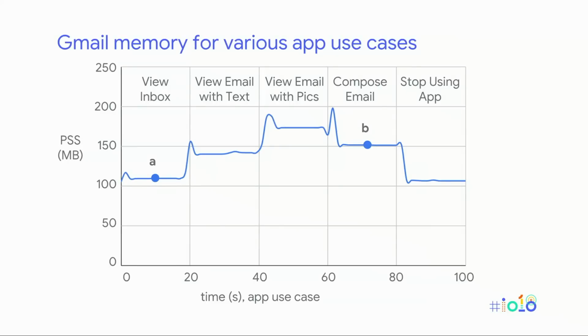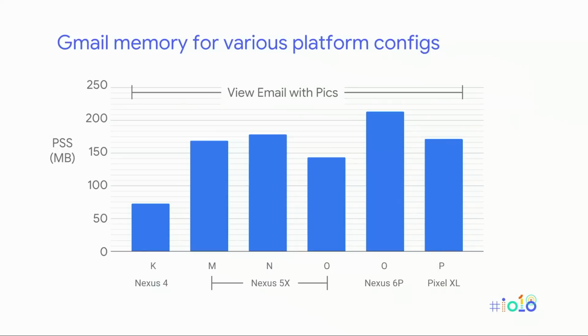Okay. Application use case is a pretty straightforward factor. Something that's less obvious is that your memory will change a lot depending on what your platform configuration is. So what I'm showing in this graph is I've picked one of those application use cases from the previous slide, Gmail, looking at an email with pictures, and I've run it on a bunch of different devices. So a Nexus 4, Nexus 5X, Nexus 6P, Pixel XL, and also on a number of different platform versions, even within the same device. So for instance, for the Nexus 5, I ran it on Android M, N, and O. And you can see that there's quite a variation in how much memory this application use case is taking up.